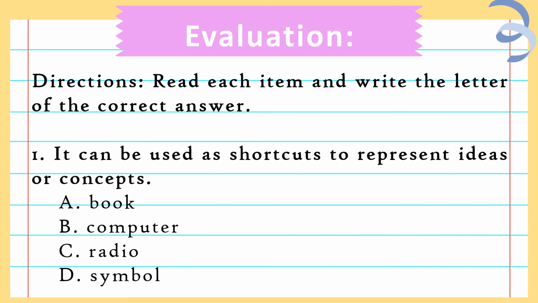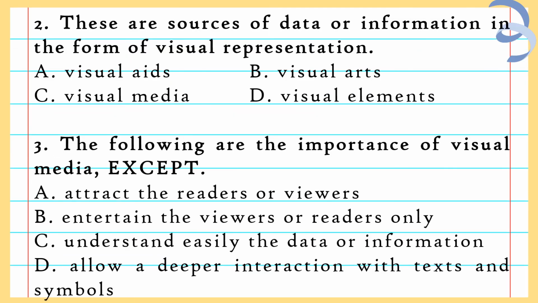So for your assignment, class, okay, I mean not your assignment, you are going to answer this, okay? So you have to read each item and write the letter of the correct answer. So you're going to write the letter of the correct answer only. Number 1. It can be used as shortcuts to represent ideas or concepts. A, book; B, computer; C, radio; D, symbol. Next one. These are sources of information in the form of visual representation. A, visual aid; B, visual arts; C, visual media; D, visual elements.